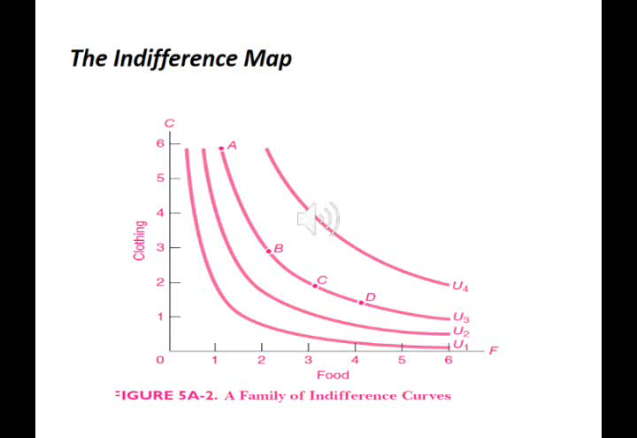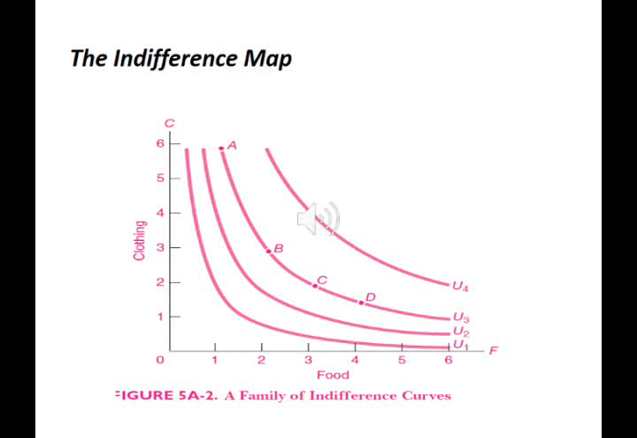For example, according to our consumer, consumption bundles A, B, C, and D give him a certain level of utility, let's say equal to U3. But the same consumer told us that lower consumption bundles, let's think of consumption bundles below A and below B, below C and below D, will give him a lower level of utility, and so on and so forth.